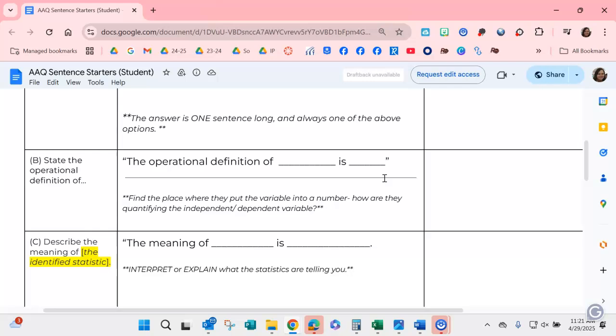What is the operational definition of sleep? Or a school start time. The operational definition of a school start time is what time students arrive and the first bell rings when they get to school. That could be an operational definition. So be clear and you're quantifying it.